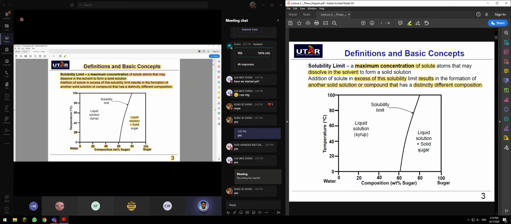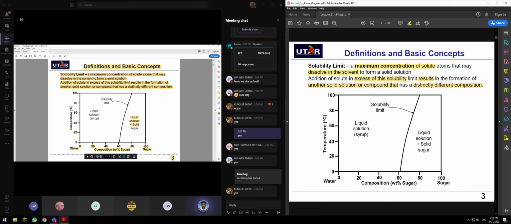Let's say you heat up the solution to 80 degrees Celsius. The solubility limit at 20 degrees Celsius is 63, but now it becomes 75. Then you can add more sugar into the solution without having two distinct phases until it reaches the solubility limit, until here. Then it has two types of phase.